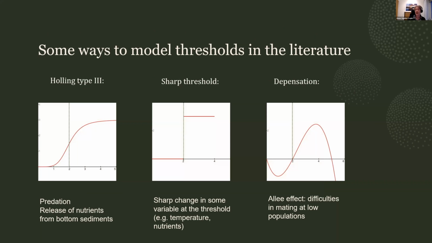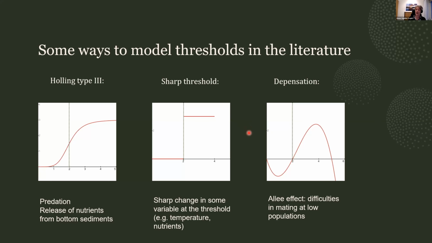So, some ways to model thresholds in the literature. There are several ways, but the main ways that have been used a lot are these three. You may have a change in some variable that happens after a threshold, and that change can be smooth, going from a low level of the variable to a higher level after passing a threshold, and you see that here the change is smooth. In the limit, when that change becomes less and less smooth, you get a sharp threshold, a shift in the variable, a jump in a variable.